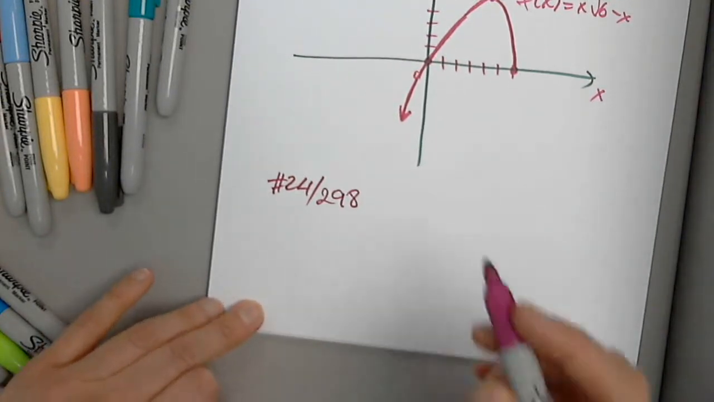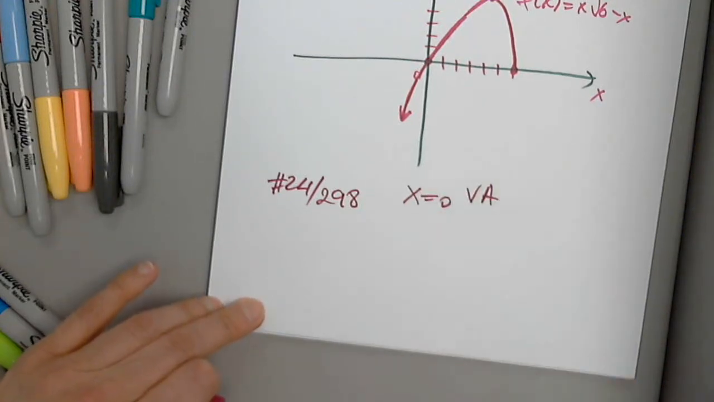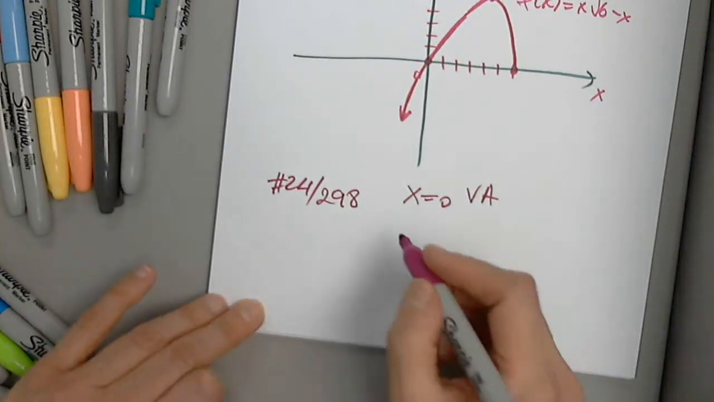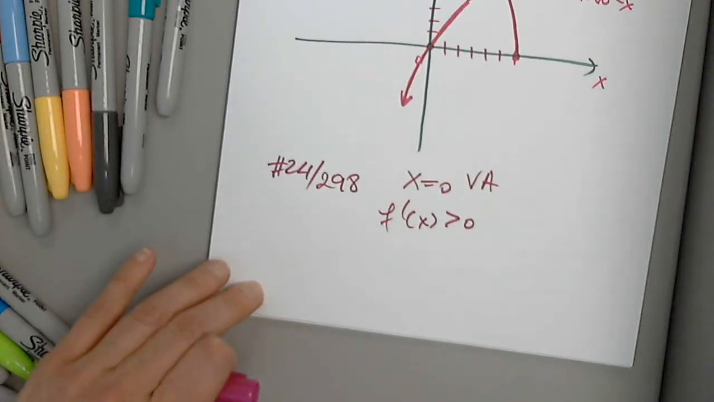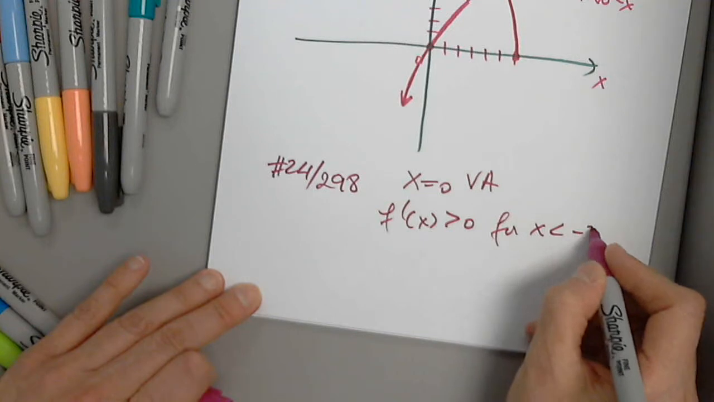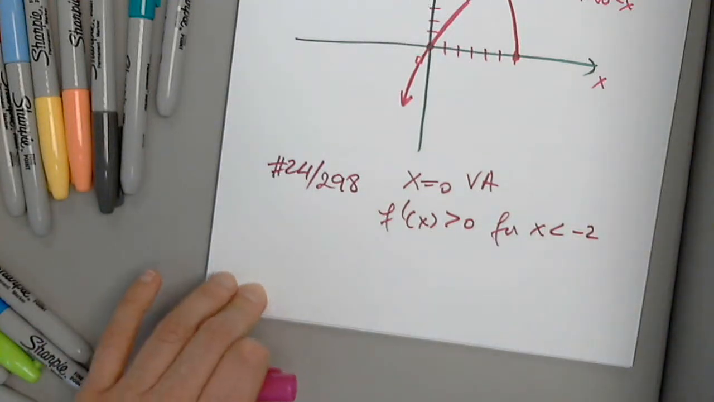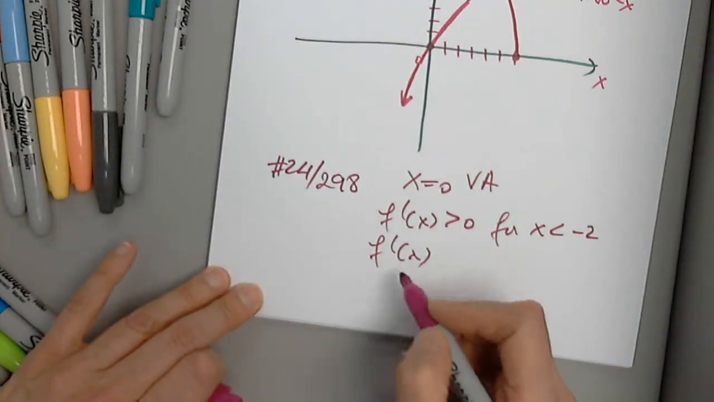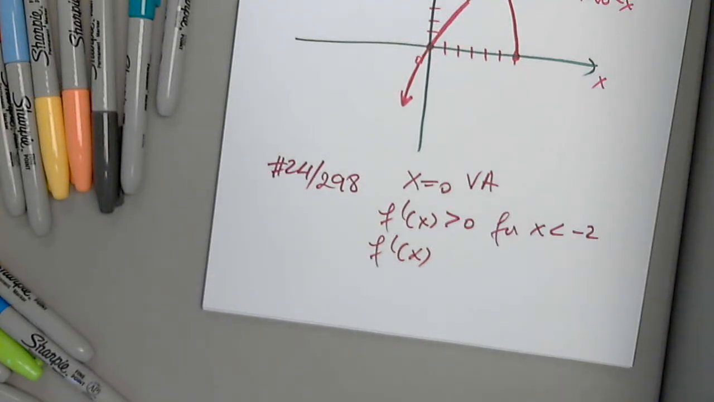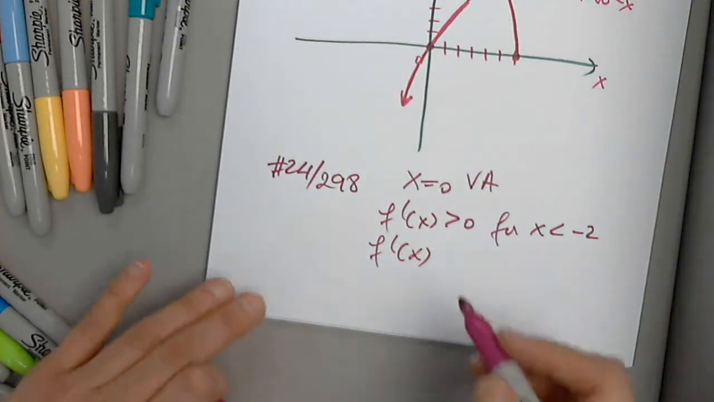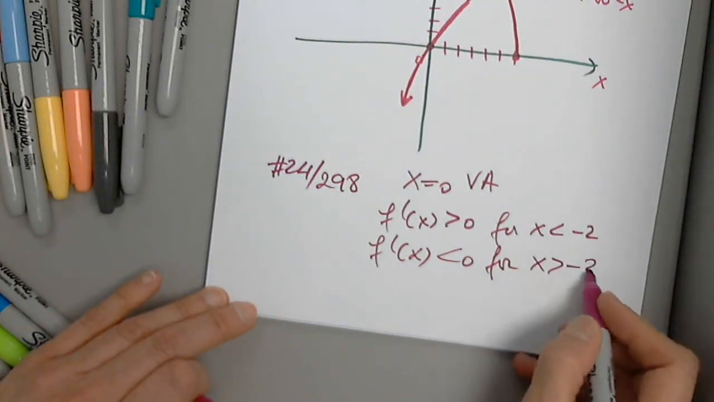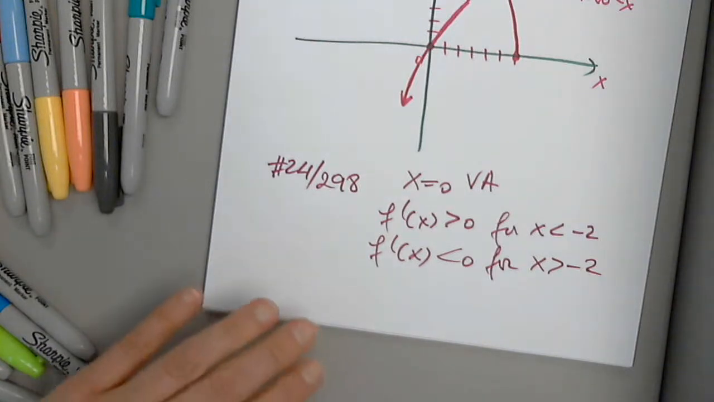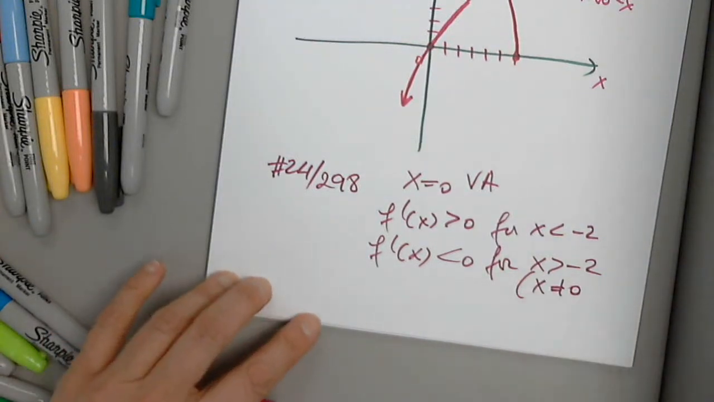It says a vertical asymptote at x equals 0, f prime of x greater than 0 for x less than negative 2, f prime of x less than 0 for x greater than negative 2, and of course x not equal to 0. I'm just copying the information, I didn't summarize anything.